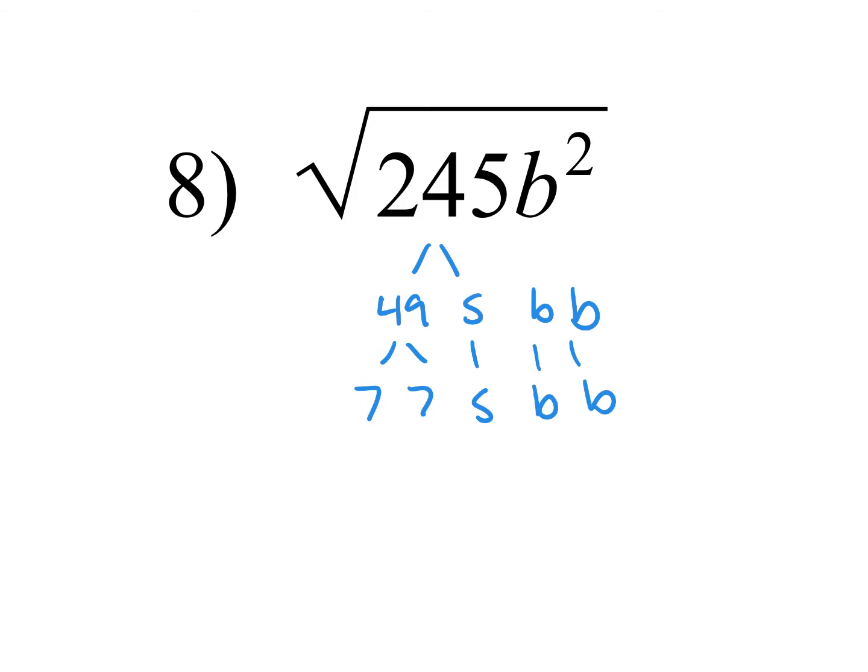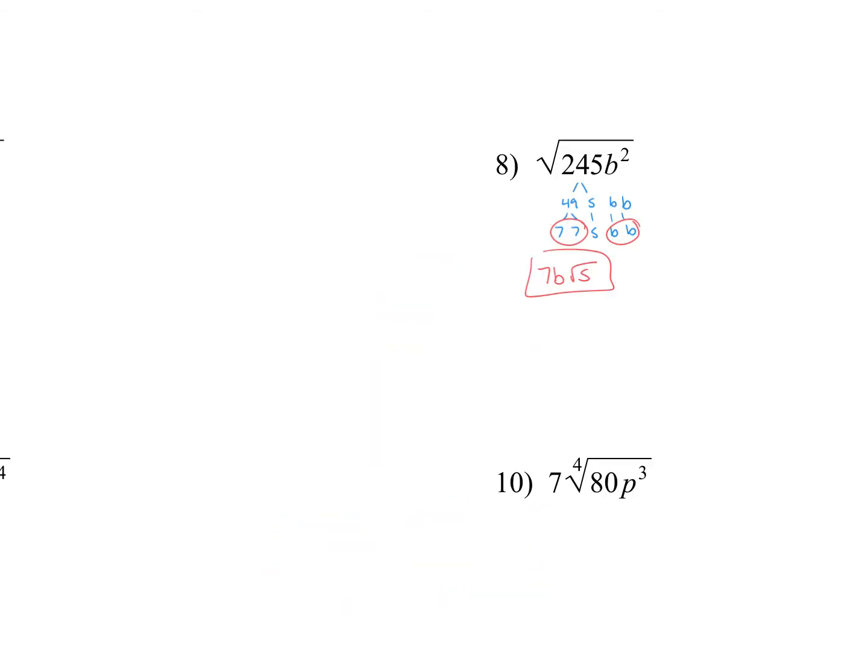Do I have any pairs here? So what am I going to circle? 7's and b's. So what comes to the outside? 7b. What stays on the inside? 5. So 7b square root 5.